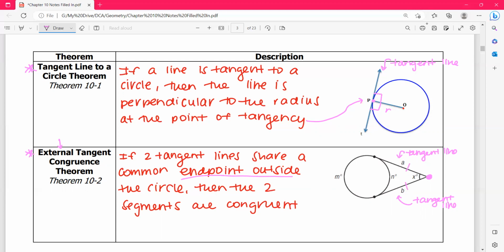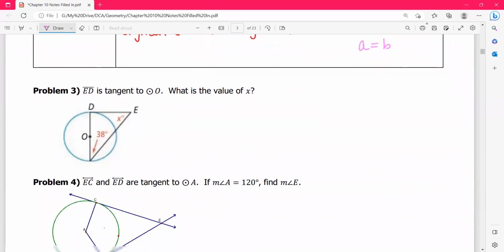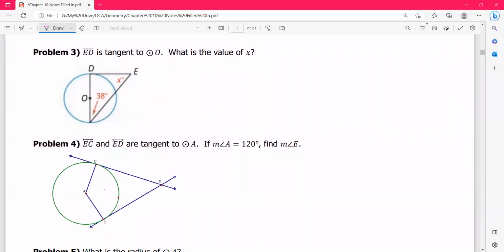That's congruent to this segment. So I can say A equals B. And that'll help us solve diagrams. So let's practice here. Let's check some of these out. We're going to put both of those theorems together to solve some problems here.